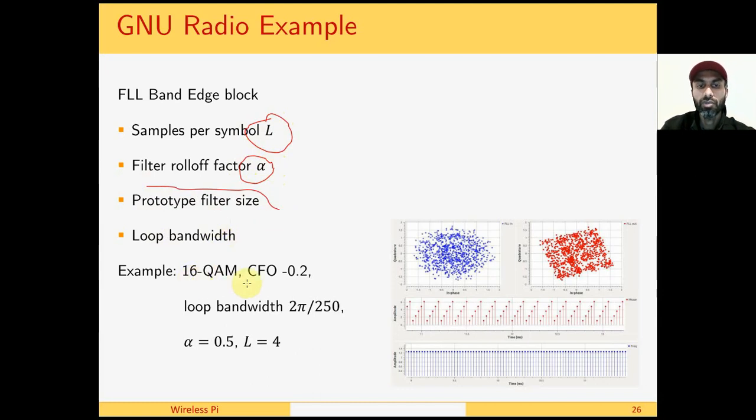As an example, take a 16 QAM modulated signal and a CFO of minus 0.2, which is normalized with respect to the symbol rate, a loop bandwidth of 2 pi over 250, an excess bandwidth of 0.5, and L equal to 4 samples per symbol. Here you can see that the input signal is suffering from a heavy CFO. However, the output signal has a CFO-free shape, while there is a timing error and a phase error still present, but the CFO has been removed. You can see this in the phase diagram, and this value of 1.25 for the frequency comes from 2 pi times 0.2.